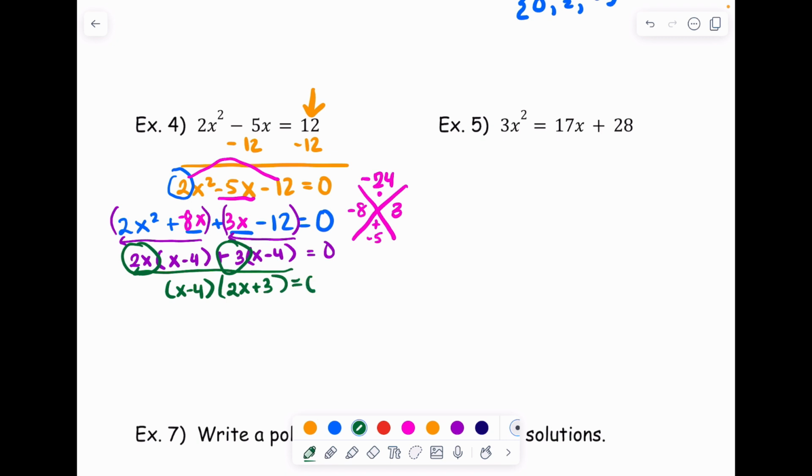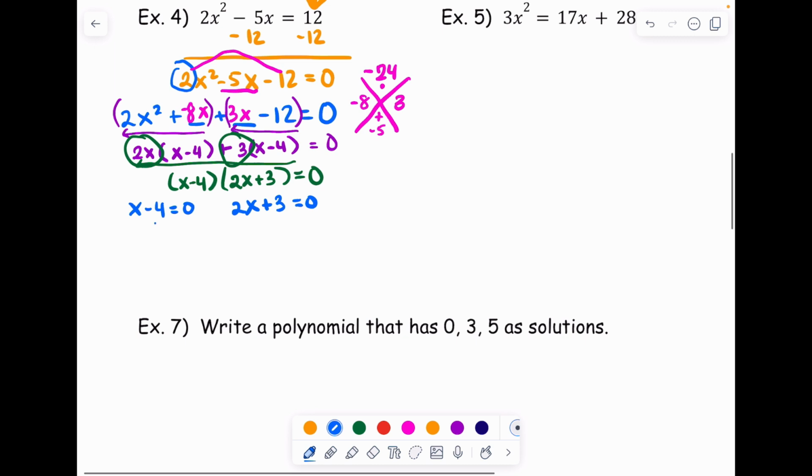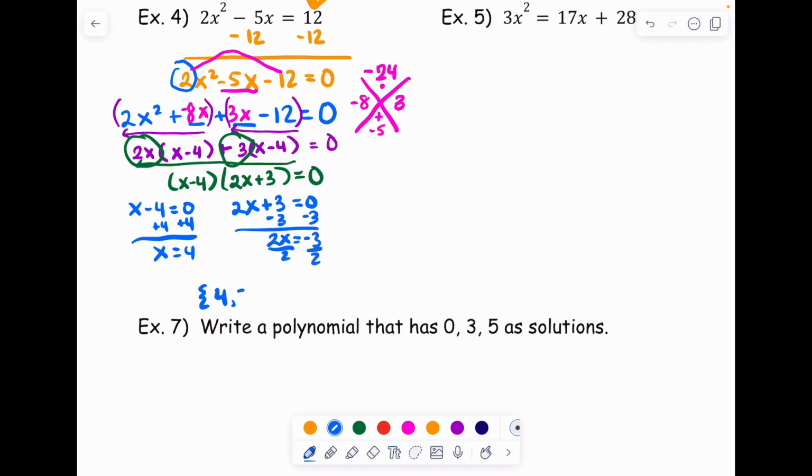Now I have my two factors equal to 0, so I'm going to set each factor equal to 0, because this can only happen if one of them has the value 0. What would make the first value 0? x would equal 4. 4 would be one of our solutions. Subtracting 3 from both sides, we see that 2x is equal to negative 3. When we divide by 2, negative 3 halves would be another solution. Let's just write that out so we have it.